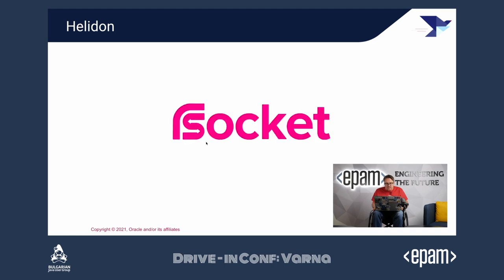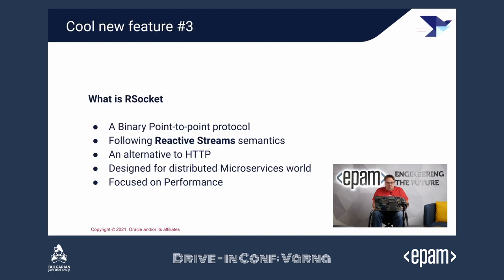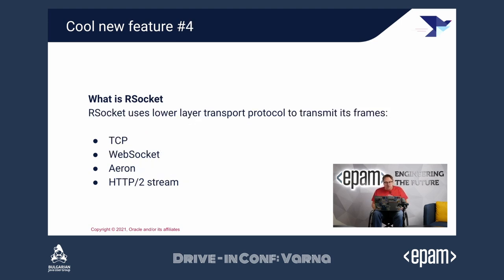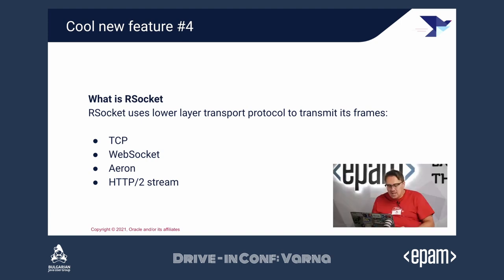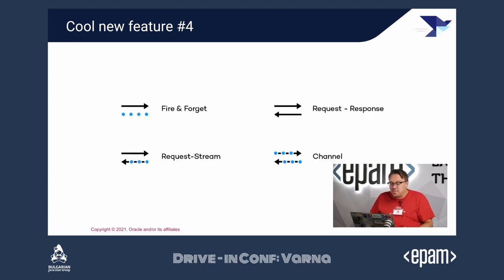The next cool feature is RSocket. Oh, I love RSocket because I was part of its implementation. As you know, it's a binary point-to-point protocol following the reactive streams semantics. It's really a cool alternative to HTTP, and it's really made for the microservices world. So what is the idea? It uses a lower-level transport, which can be anything: TCP, WebSocket, Aeron, or even HTTP/2 streams, to transmit its frames.